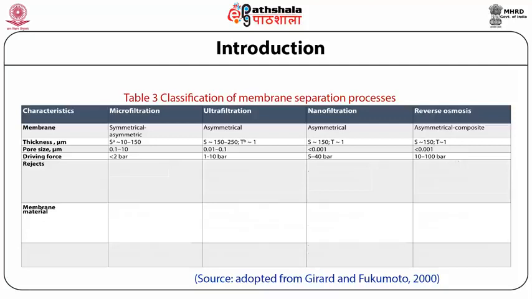So this range of applied pressure is varying, and you will find different values for this applied pressure in different notebooks for these 4 classical membrane processes. Which are the products which are rejected?